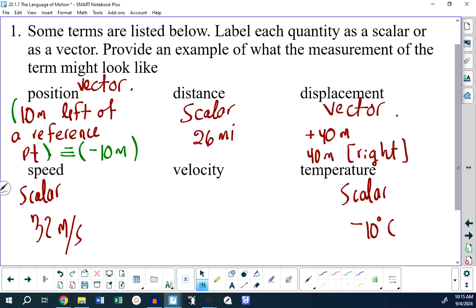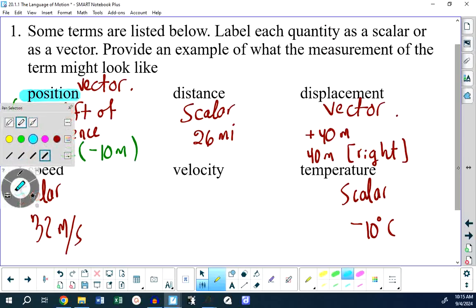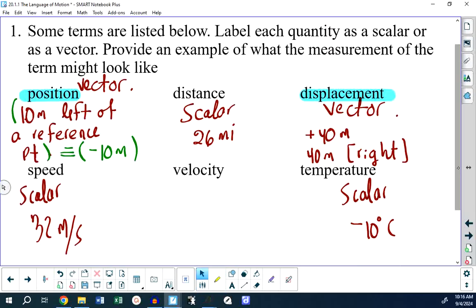The positive means to the right. I have a question for you. And this is all about the difference between position and displacement, because they're easily confused. See, with my example of position, I said that this negative 10 meters means 10 meters to the left of a reference point. Okay? Why is this not 40 meters to the right of a reference point? Why do I not say right of a reference point? Does anybody know?